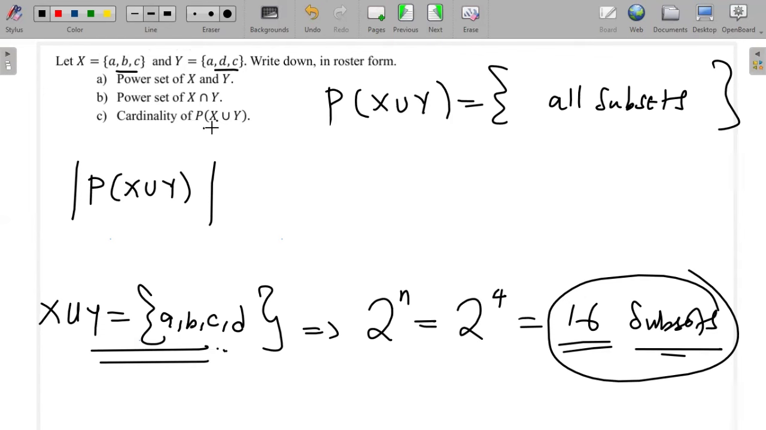It's simply about the cardinality of this power set of X union Y. So the cardinality is simply the number of elements that are going to be in that set. Since this set is going to have 16 subsets, there are going to be 16 elements. So the cardinality of the power set of X union Y is just 16. Don't write 16 subsets. The cardinality of the power set of X union Y is just 16.